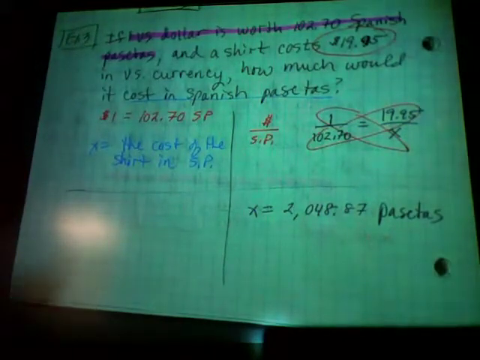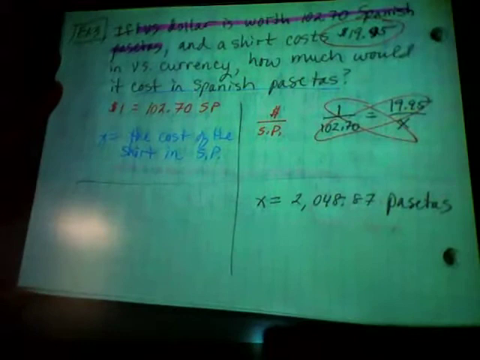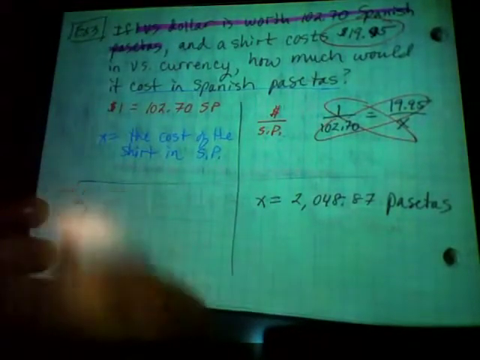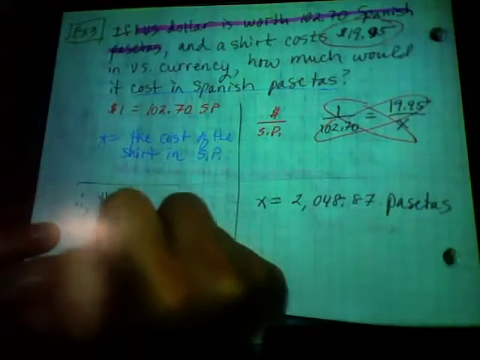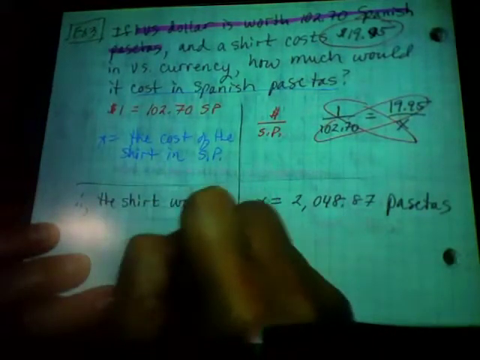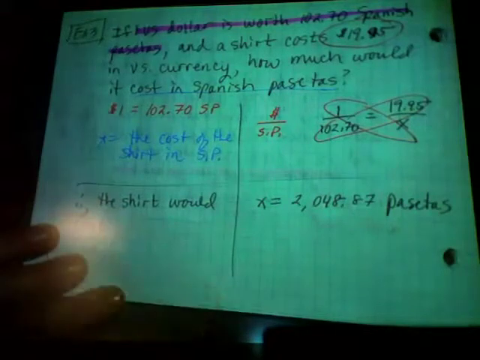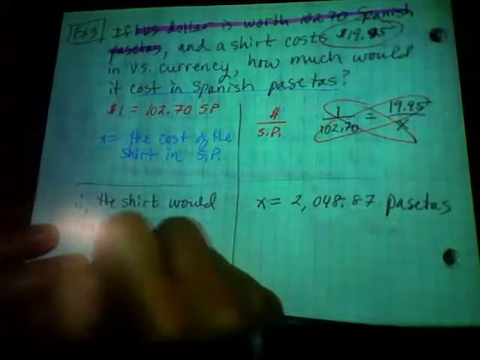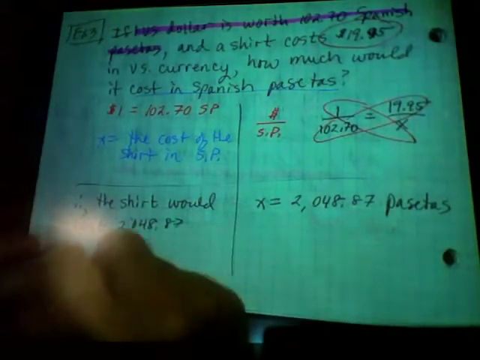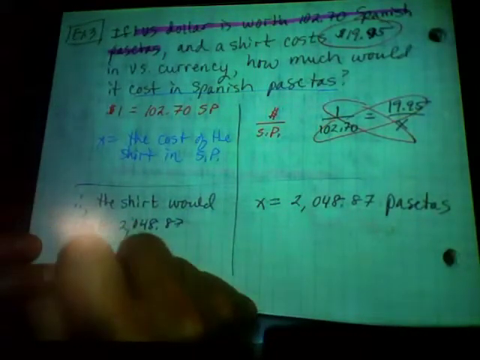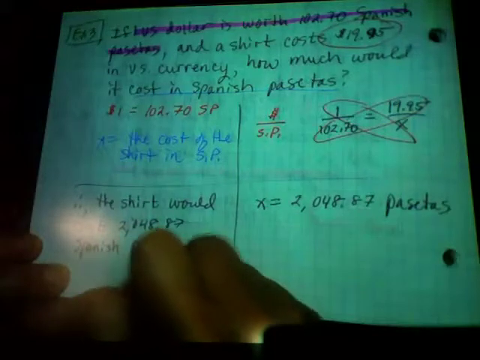So you write your therefore statement. Answer the question in a complete sentence. Therefore, the shirt would cost 2,048.87 Spanish pesetas.